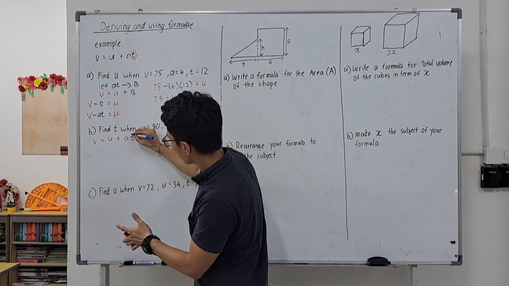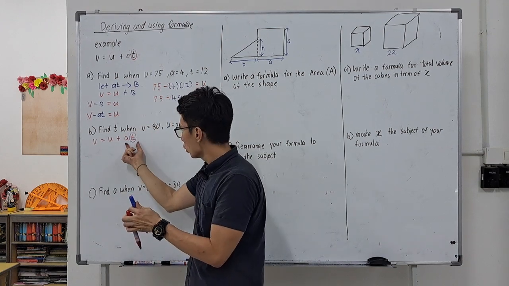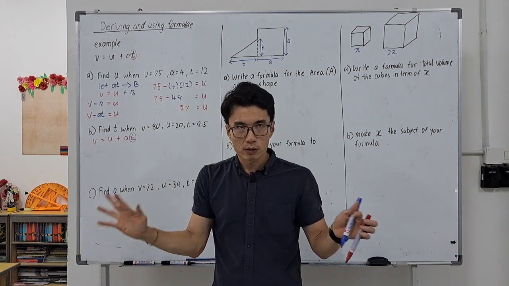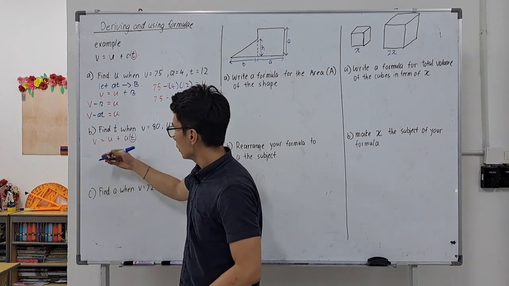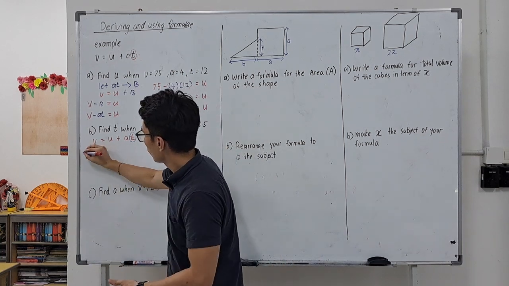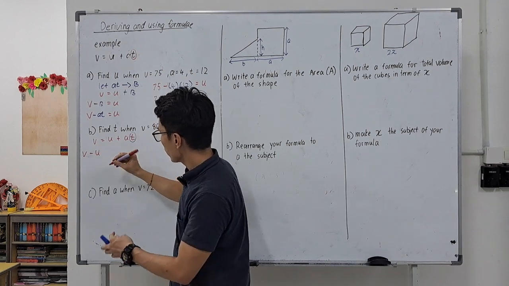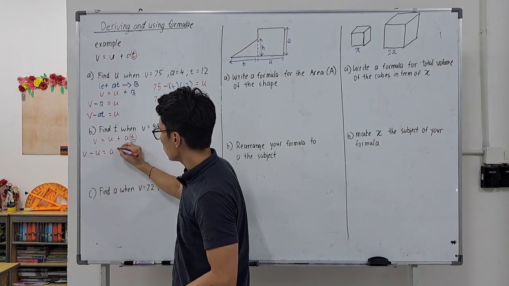Okay, I want to make this the subject. So which means this thing over here, I can't move first. All right, remember that I can't move first. So what can I move? I can move u over that side. So that will give me v minus u, all right, is equals to at.